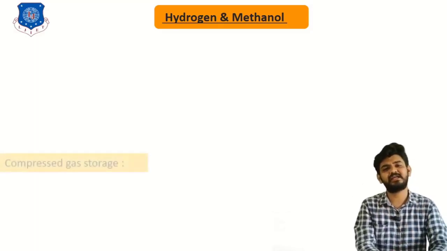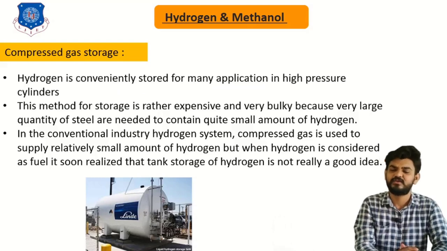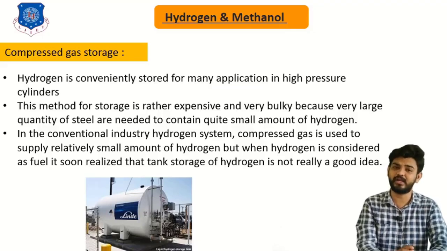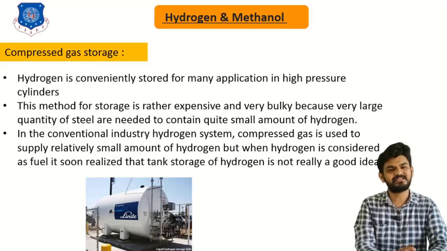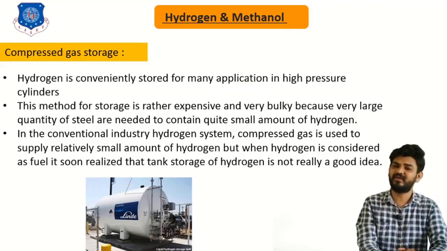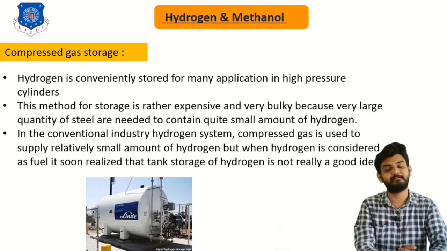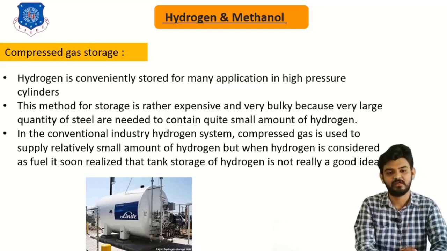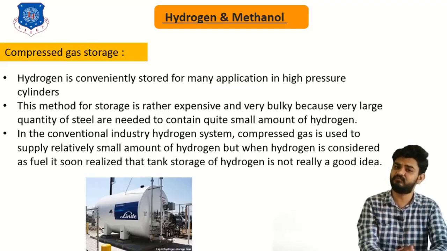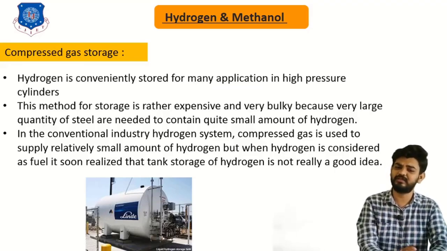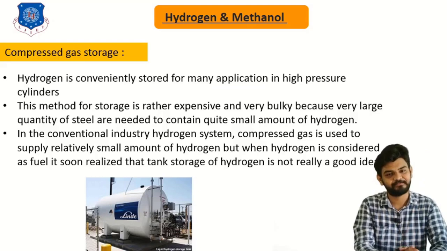So let's understand the compressed gas storage. Basically, we are compressing the hydrogen gas so that we can store it in a large container made of steel material. But this is the costliest method for the storage of hydrogen. In conventional industry, compressed gas systems are used to supply relatively small quantities of hydrogen. But when hydrogen is considered as a fuel, it is soon realized that this storage tank is not really a good idea.